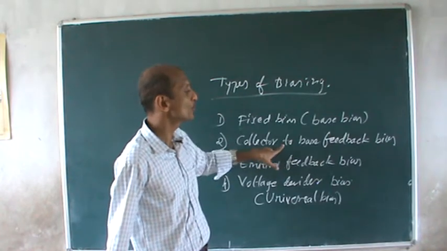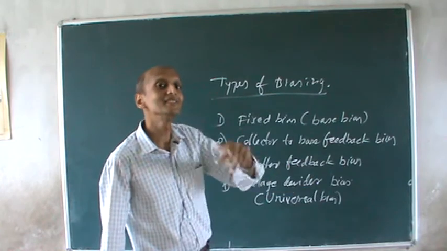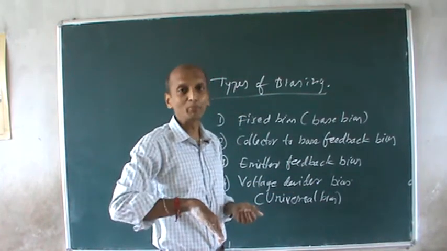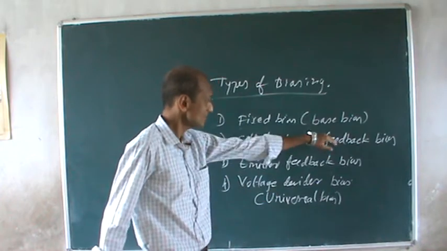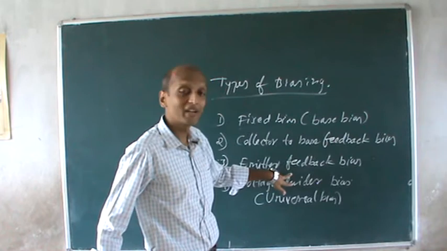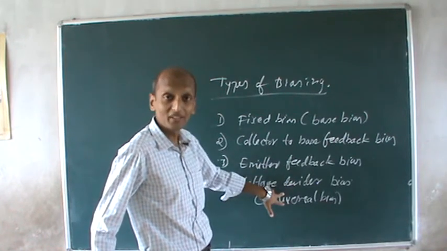This is collector to base bias, collector to base feedback bias. Feedback in the sense that we will be feeding back the output to input. So likewise we have this collector to base feedback bias. Emitter feedback bias is the third type of bias, and finally comes the voltage divider bias.